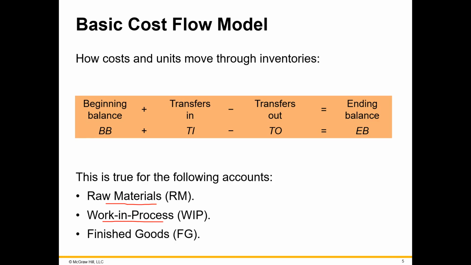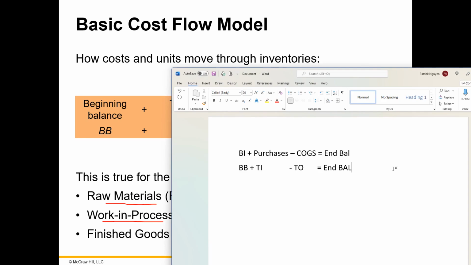Transfers out is going to be the same thing as cost of goods sold. We can rearrange our equations. So even for this first one, instead of beginning inventory plus purchases minus cost of goods sold equals ending balance, we can rearrange it to say beginning inventory plus purchases minus ending balance equals cost of goods sold. You just had to add positive cost of goods sold to both sides to move the cost of goods sold number over to the right, and then subtract ending balance from both sides to get negative ending balance to the left side of the equation.